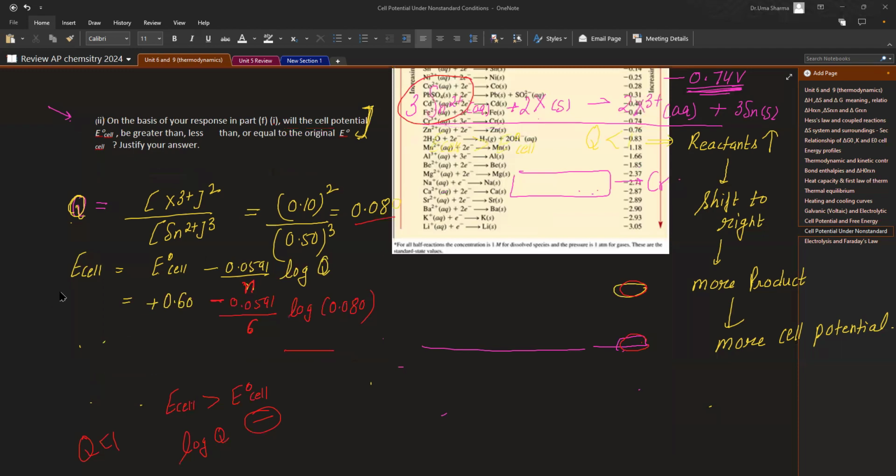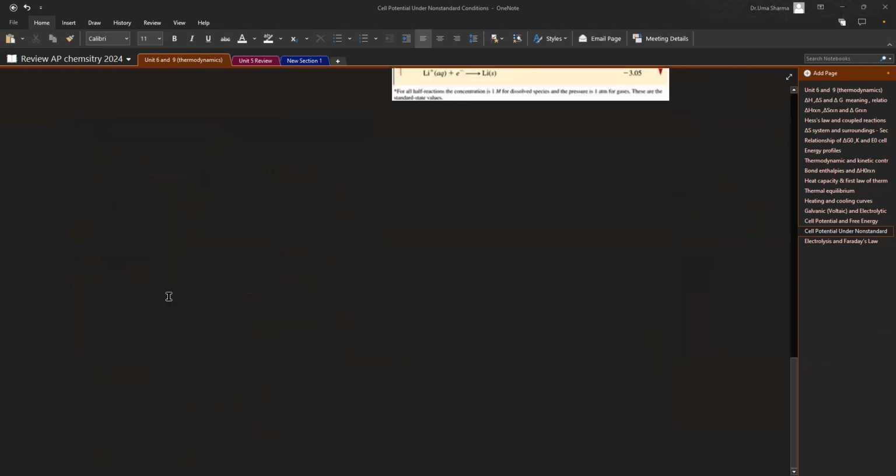One last question which I'm generating and I'm thinking that it can be there in the exam. We call it concentration cells. I'm making a galvanic cell.